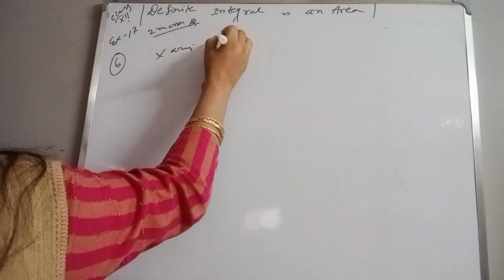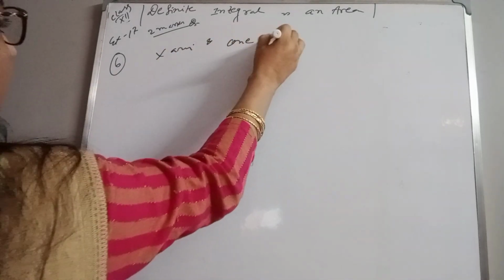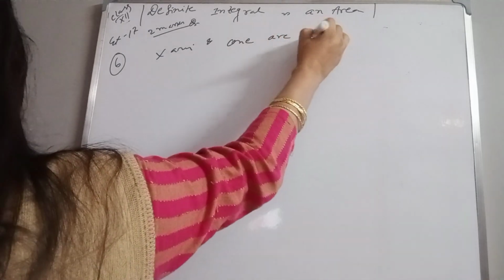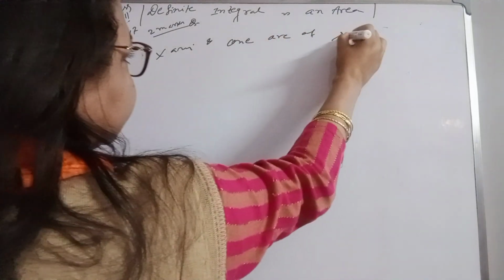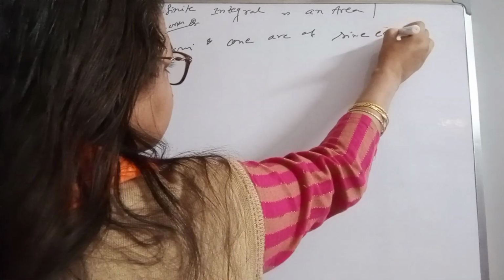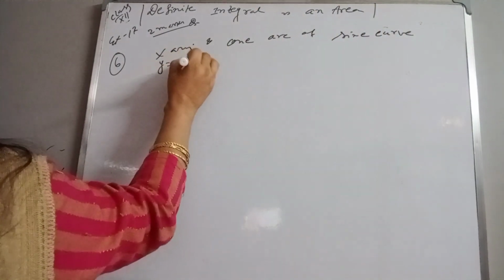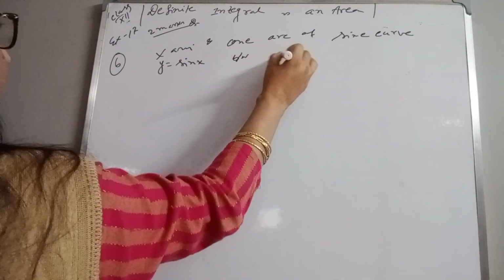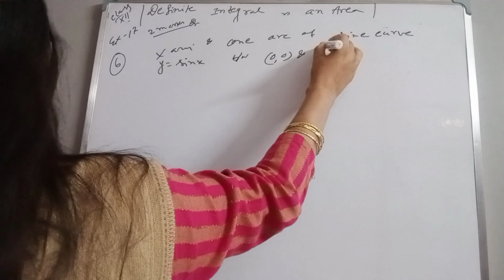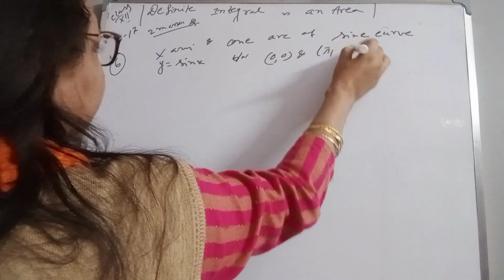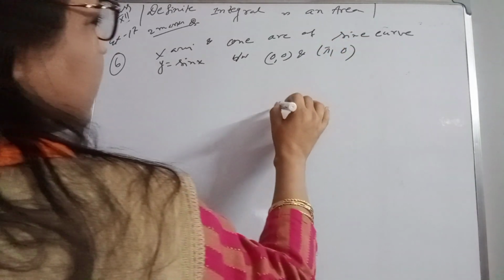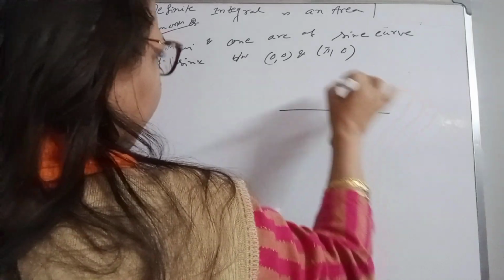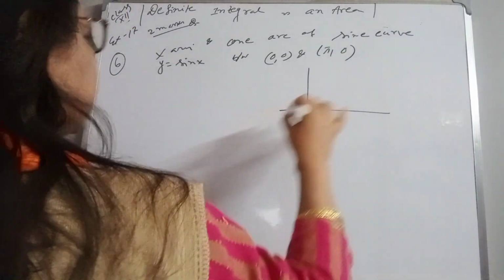x-axis and one arc of the sine curve, that is, y is equal to sine x, between (0, 0) and (pi, 0). That means 0 to pi.